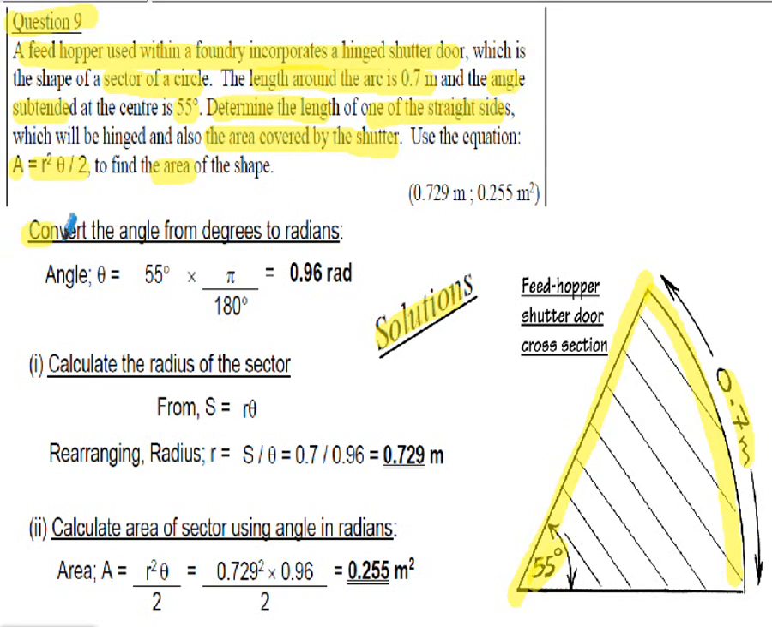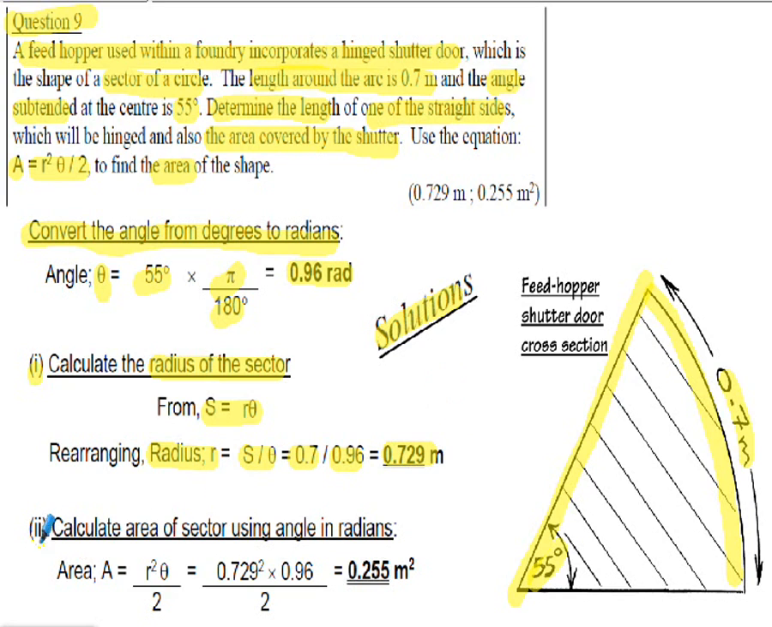So the first thing we do is to calculate the angle in radians. So angle theta was given as 55 degrees in the question. Multiplying by pi divided by 180, we find the angle is 0.96 radians. So part 1, we need to calculate the radius of the sector. So from S is equal to r theta, the first thing we do is rearrange to find r. So divide both sides by theta. R is equal to S divided by theta. The S is 0.7 meters. The angle theta is 0.96 radians. So that gives a value of 0.729 meters for the r.